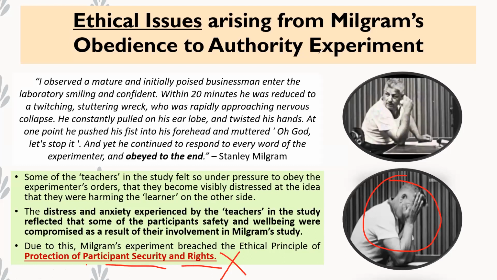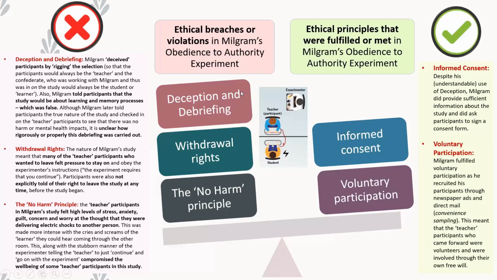So that's the basic ethical issue. Now, if we look at our little seesaw, like in the previous slide, you can see again that there aren't as many ethical breaches in Milgram's experiment compared to Zimbardo's, but we still have some. For example, deception and debriefing. Milgram didn't tell participants the true nature of the study. He told them it was a study about learning and memory rather than obedience. But even though some participants were distressed, Milgram didn't properly carry out debriefing, or so that's what people say, and that's what your book indicates as well.